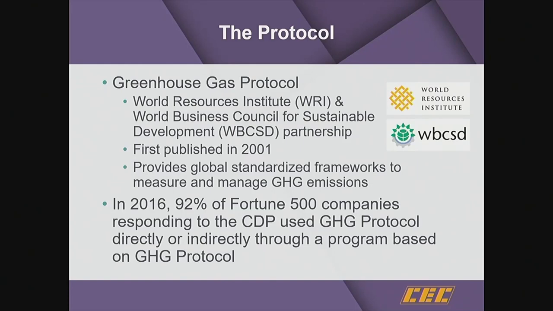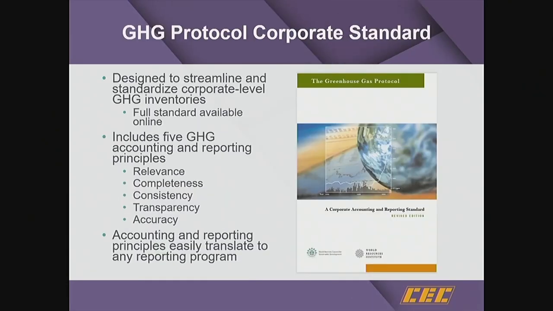And in 2016, 92% of Fortune 500 companies used it in their Carbon Disclosure Project greenhouse gas reporting. So it's well used, it's well established, it's a very long document. But it's got a really great principle set of things to follow. So like I said, it's designed to standardize corporate level greenhouse gas emission inventory. You can find it online. And it includes five key reporting principles.